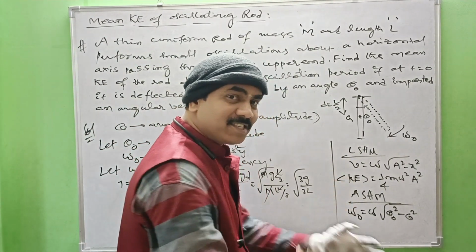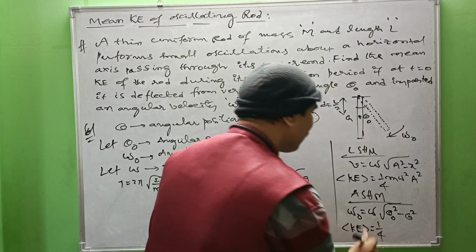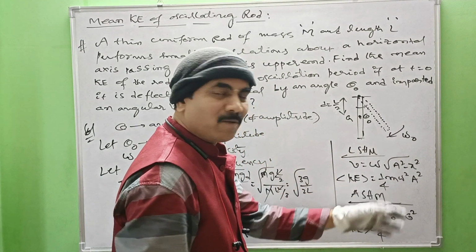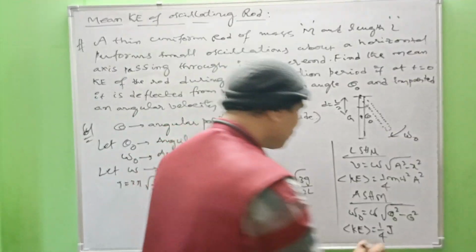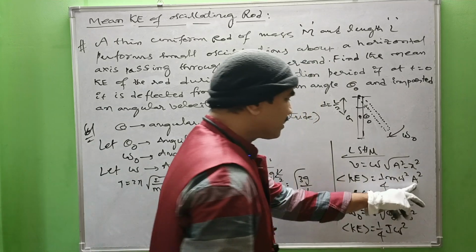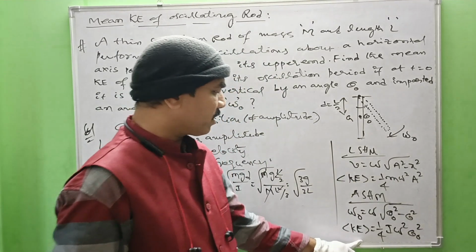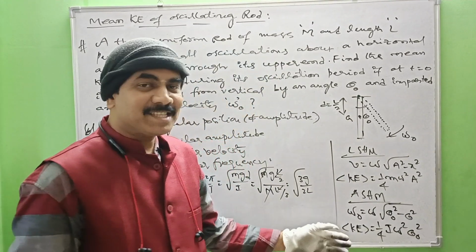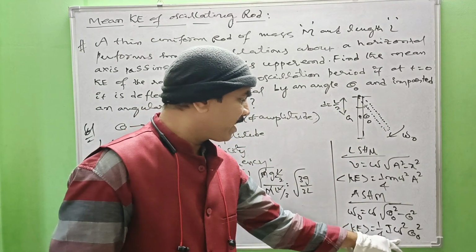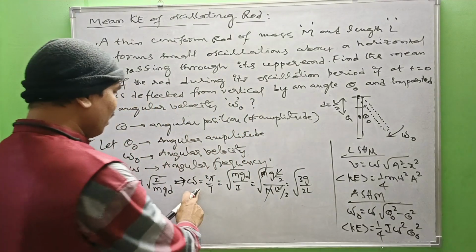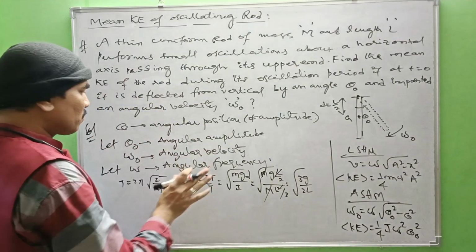As far as kinetic energy is concerned, in case of angular SHM, kinetic energy equals 1/4. Instead of mass, we consider moment of inertia I. Mass is replaced by I. Omega square as usual, and A is replaced by theta naught, so theta naught square. This is the ultimate expression we need to follow: average kinetic energy in case of angular SHM is given by 1/4 I omega square into theta naught square. We have the omega value from which we can find omega square.